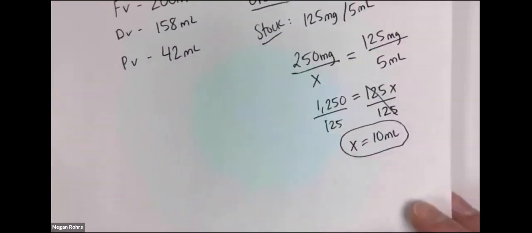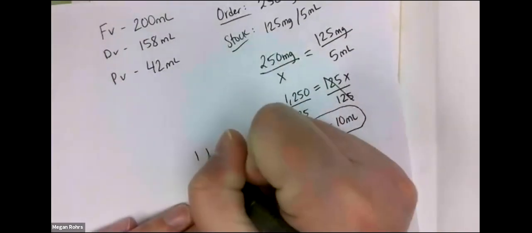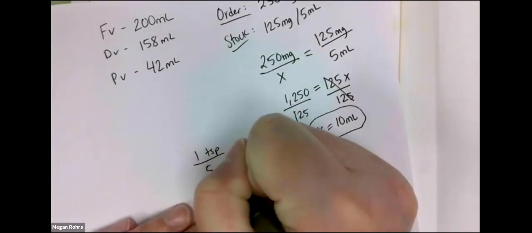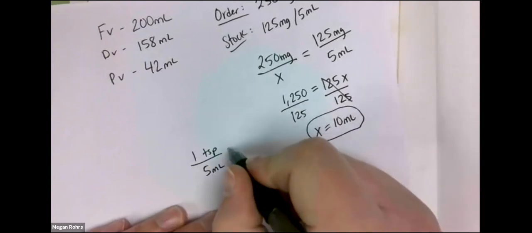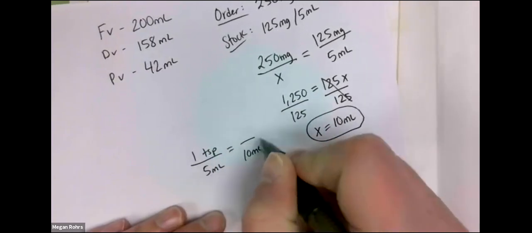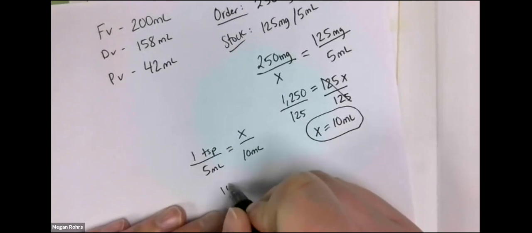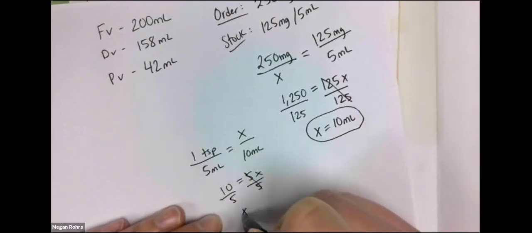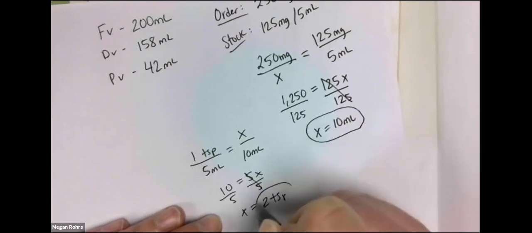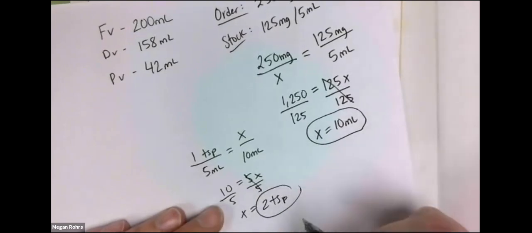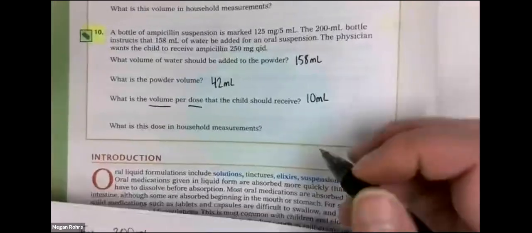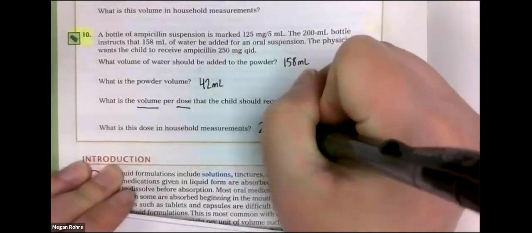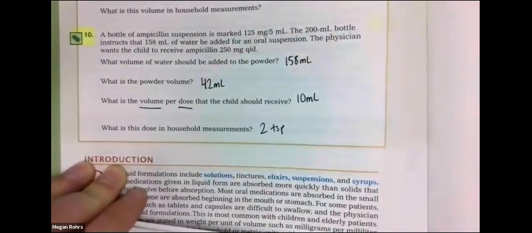So remember, if 1 teaspoon is 5 mils and we want 10 mils, well, if we solve for this, X is still 2 teaspoons. So in household measurements, we would give them 2 teaspoons.